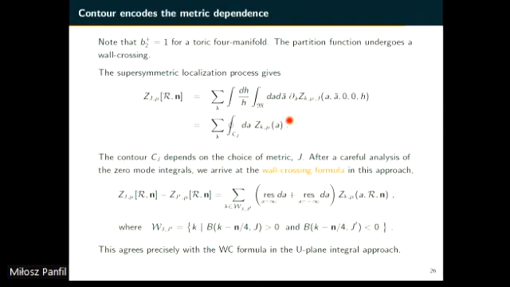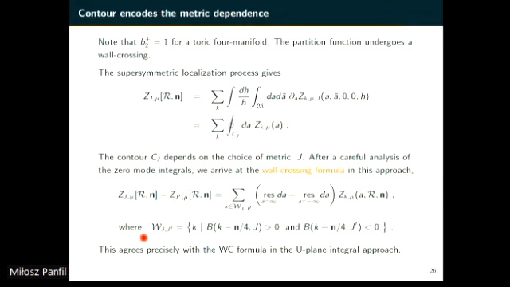Okay, here this integrand is now the product of the Nekrasov partition functions. And if you carefully perform all these zero mode integrals, especially this integral of the auxiliary field, you find that this contour now depends on the choice of metric J, okay? And after a very careful analysis of those contour integrals, for example at the infinities of the cylinder that I mentioned in the beginning, you can write down the wall-crossing formula in this approach.